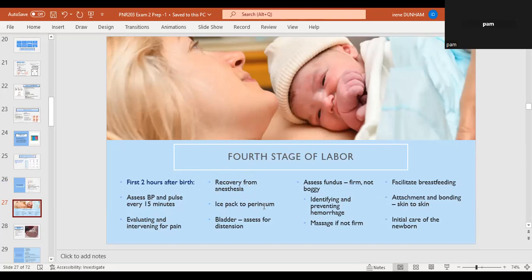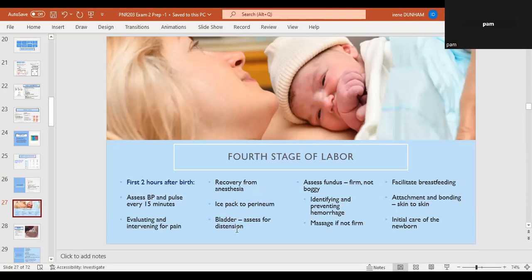Always put an ice pack to the perineum, because no matter what, you had a head that came through that very soft tissue, and so it will get edema and it will get bruising or ecchymosis. So you want to put a nice ice pack.